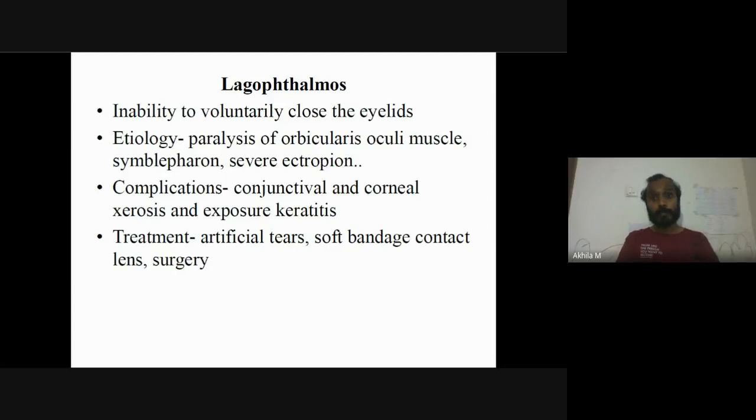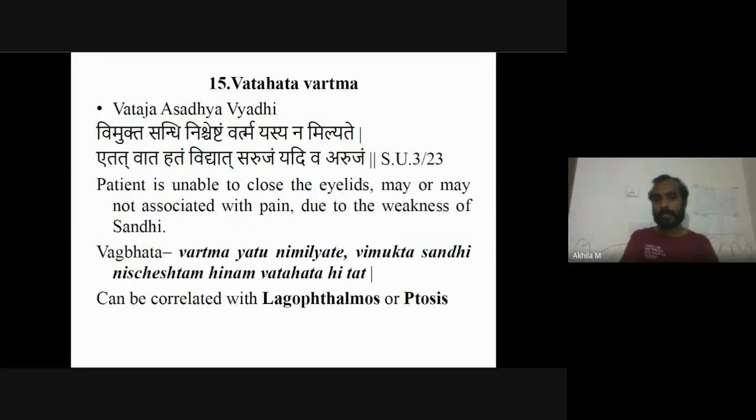The causes are paralysis of the orbicularis oculi muscle, severe ectropion, or symblepharon, when the palpebral and bulbar conjunctiva are joined together. This is the condition of lagophthalmos. When the patient cannot close the eye properly, the conjunctiva and cornea are exposed all the time, which causes evaporation of the tear, conjunctival and corneal xerosis, and exposure keratitis. These are complications of lagophthalmos. As treatment, we can use artificial tears, soft bandage contact lenses, or otherwise opt for surgery.